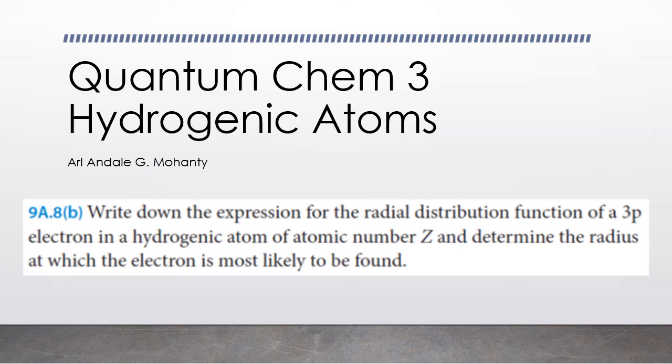Good day, everyone. The question assigned to me is: write down the expression for the radial distribution function of a 3p electron in a hydrogenic atom of atomic number Z, and determine the radius at which the electron is most likely to be found.